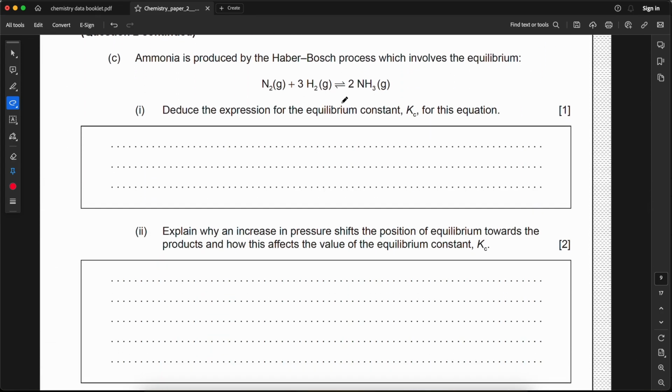Ammonia is produced by the Haber-Bosch process, which involves an equilibrium. Deduce the expression for the equilibrium constant Kc for the reaction. So that would be the concentration of products to the power of their coefficients divided by the concentration of reactants to the power of their coefficients.